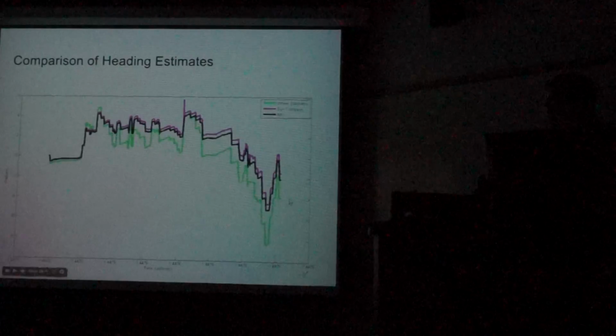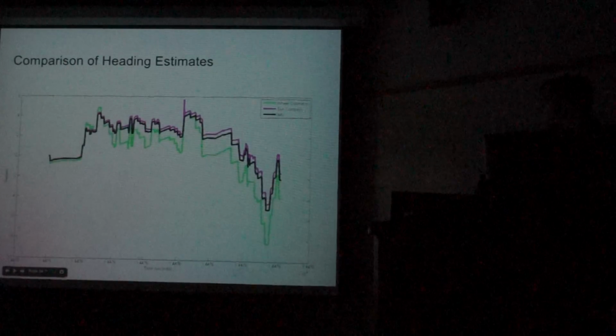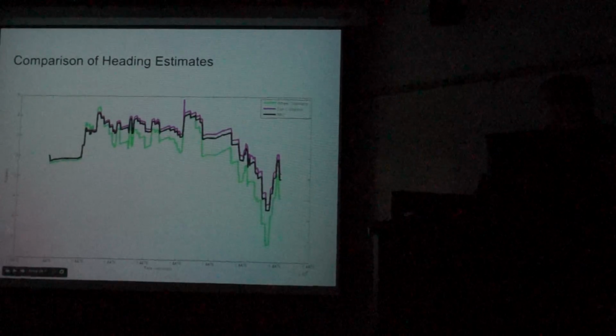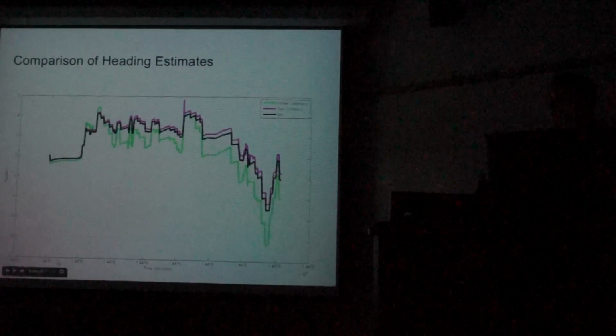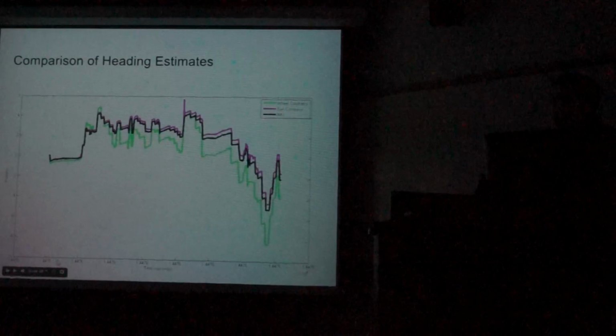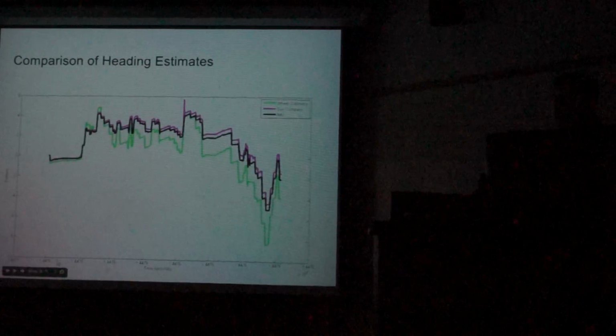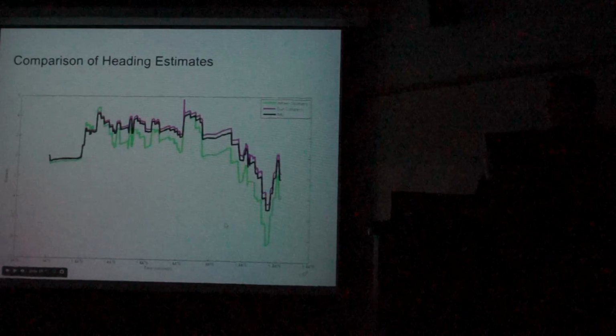Your time on the x-axis seems to be frozen. Well, so this was not converted back into human readable time. This is in Unix epoch time, in seconds since 1970, so it's a 10 to the 9th number.